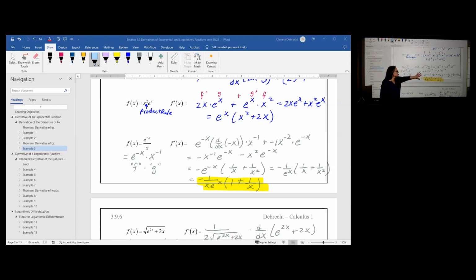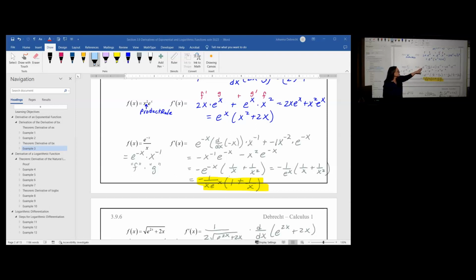In the next one, at the end of this page, we have e to the negative x divided by x. In this case, we could apply the quotient rule, or we can write the single term in the denominator to the negative 1 power and apply the product rule. That's the method I chose.